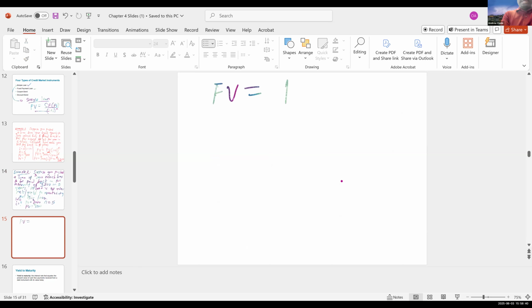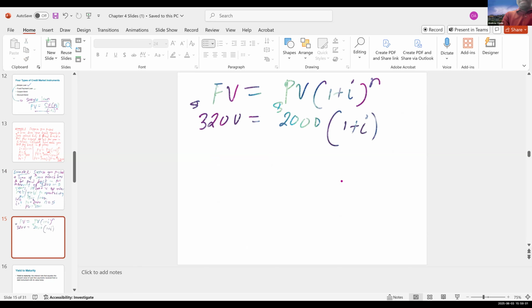equals present value times (1 plus i) raised to the power n. Then we're going to substitute the known values. You're going to pay back the future value of $3,200. That's what the question says. Must equal the present value. You took out $2,000 from the bank, times (1 plus i). We're solving for that i, raised to the power 5.